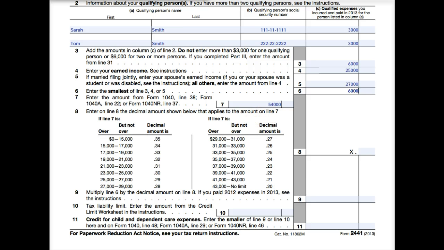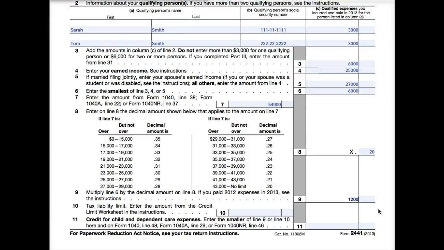So let's look at the $54,000. Where does that fall? That falls down here. Our adjusted gross income is over $43,000, and it says no limit. So it doesn't matter how much you make. If you make 43 or over, whatever it is, you automatically get a 20% credit. So we put in our 0.20, and then on line 9, it says multiply line 6 by the decimal amount on line 8. So we would take 6,000 times 20%, and that will give us our credit.